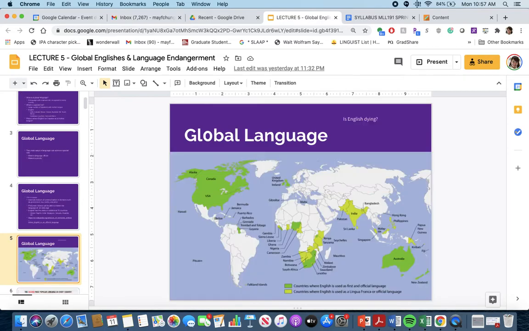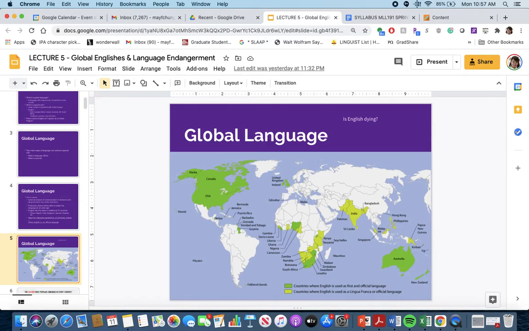So a lot of people ask linguists and me, is English dying? Is English a dying language? Is ESL really a primary function? And, as you remember, I got my bachelor's in English as a second language and English education. If you look at this map, it shows where English is used as a first and official language, and also countries where English is used as a lingua franca.